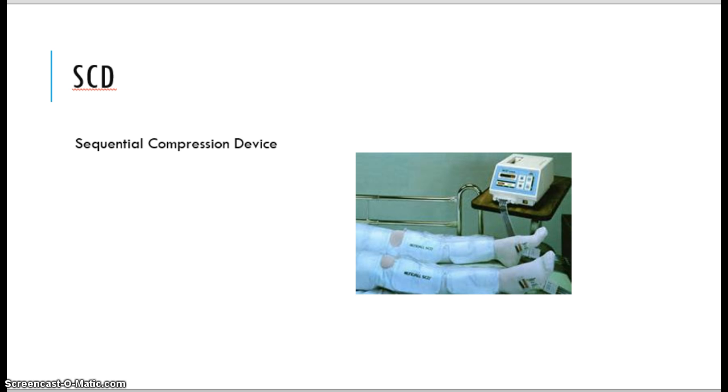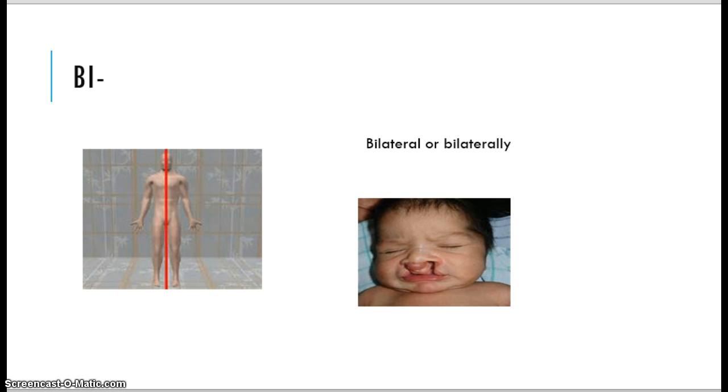A person on bed rest, that blood tends to get very stagnant. So the SCDs squeeze the leg periodically to just give enough force into those veins to help prevent a blood clot, or what we'd call a thrombus.